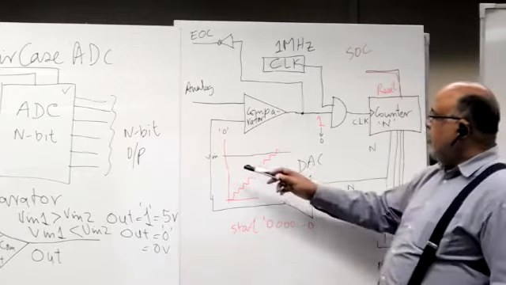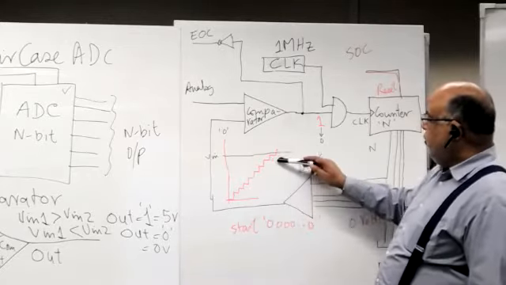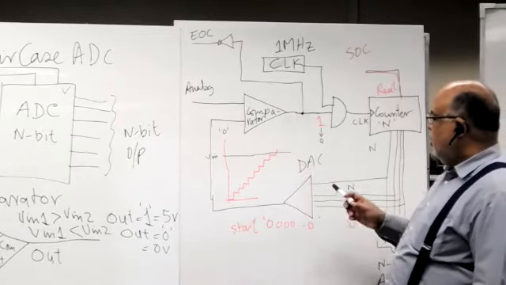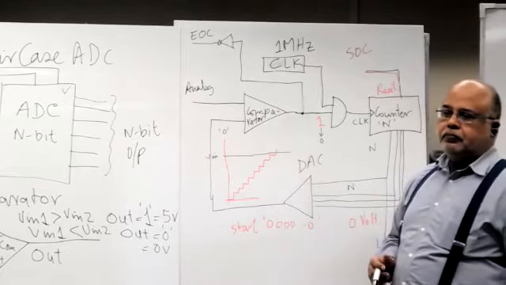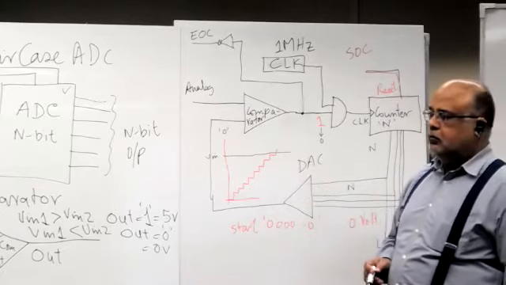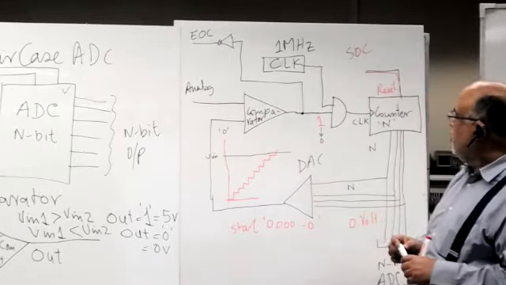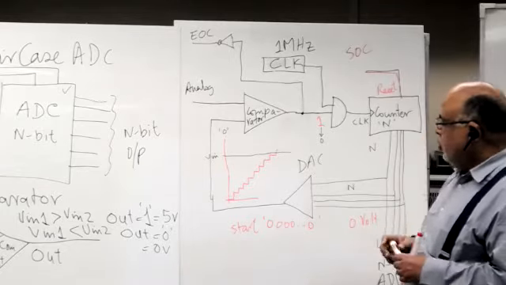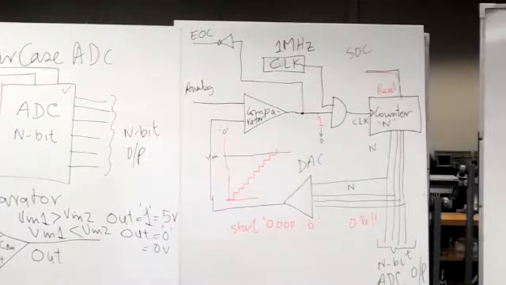So higher is the analog input, higher is the number of clock cycles it will need to go beyond the analog input, and higher time it will take to convert. So let's use a mathematical example here.